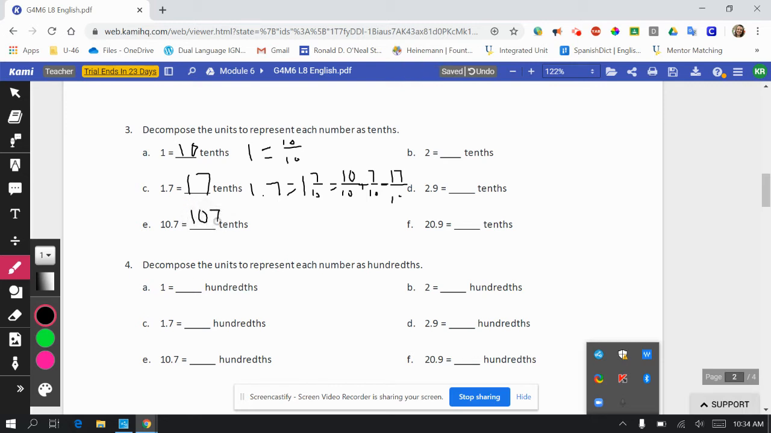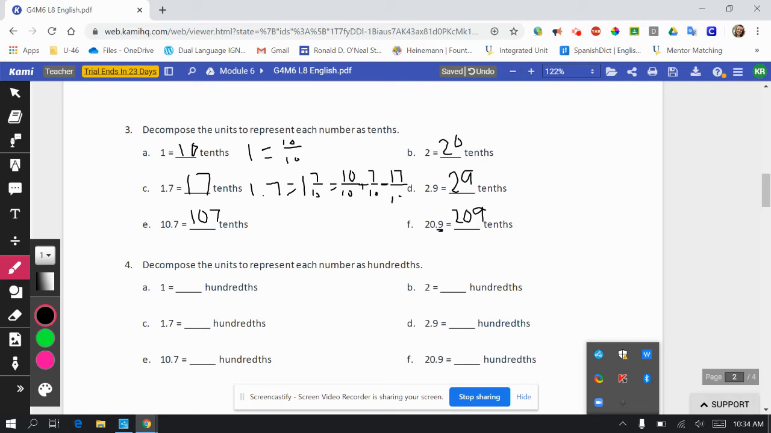Then you will have 107 tenths. Over to the next column, 20 tenths, 29 tenths, 209 tenths. Really, you're just looking at the number that is in the tenths place, and you're moving your decimal over so that you're looking at just how many tenths it is. You're not differentiating between whole numbers and part numbers right now. So down to number 4.